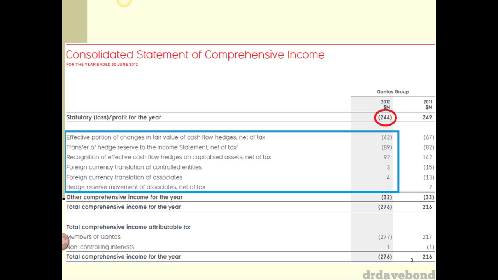So there is all your normal stuff which happens, your revenue and expenses, and that comes through into profit and loss. And then there are some other things. And if we look through that list, things like foreign currency translation of controlled entities, things like transfer of hedge reserve to the income statement. There are events which happen which, for whatever reason, the AASB has said, we don't think they should actually be part of profit and loss, so let's hold them out and just put them into OCI.